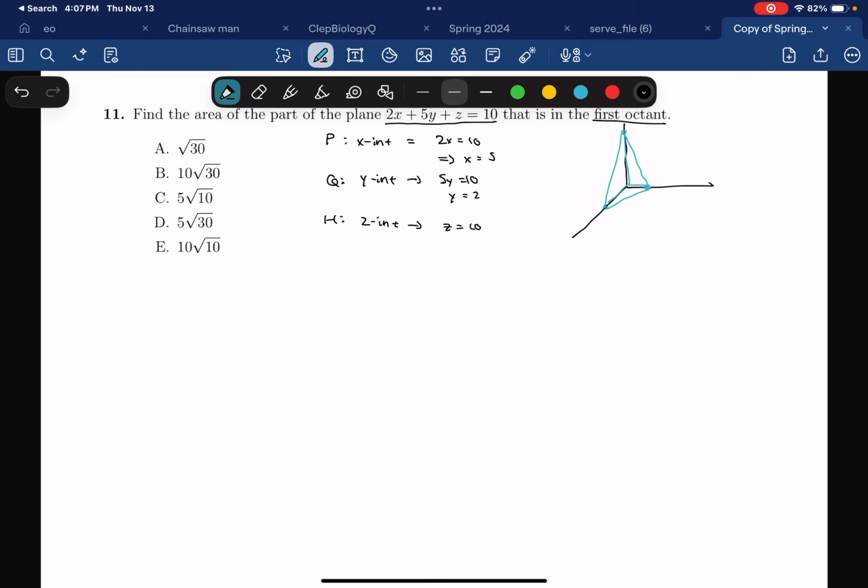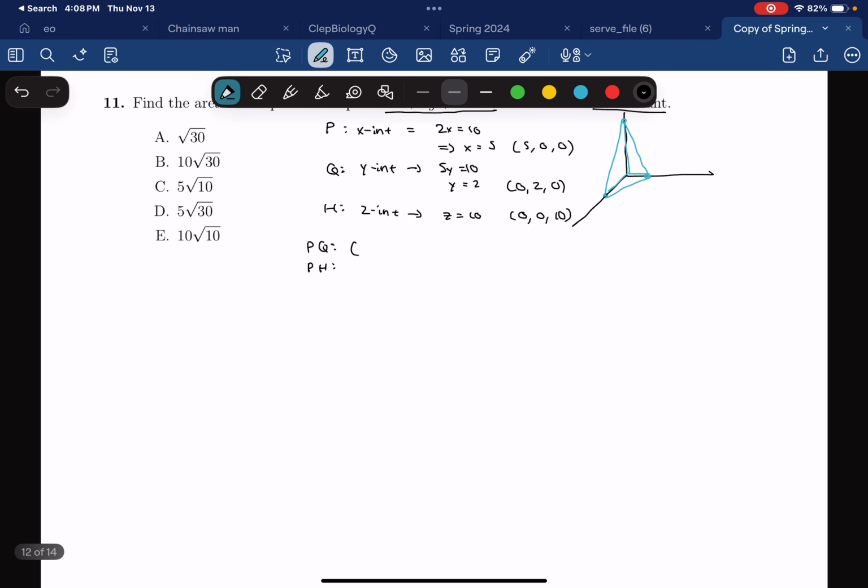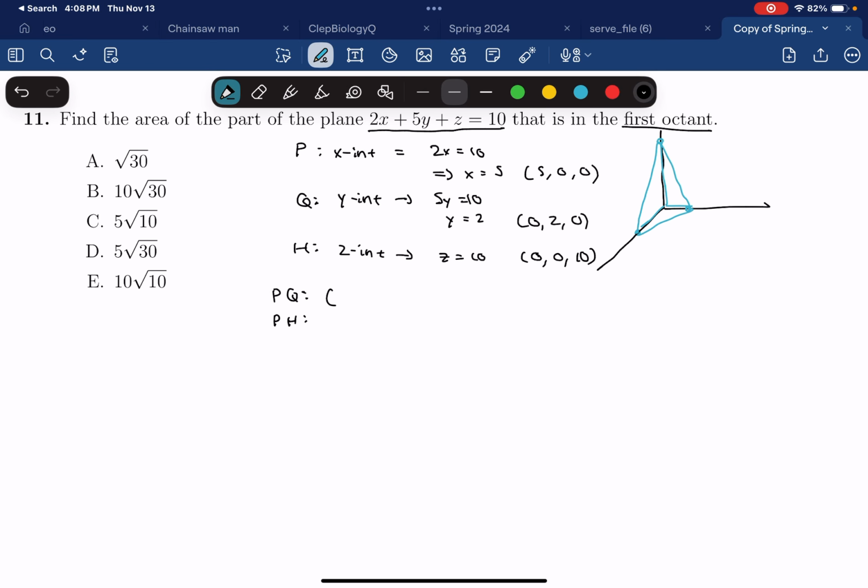We've got to find the vector PQ and the vector PH. I know, it's very weird. Since we know that this will be point (5, 0, 0), this will be point (0, 2, 0), and then this will be the point (0, 0, 10). For PQ, you just do the second point minus the first point. So you get 0 minus 5, which is -5, 2 minus 0, which is 2, 0 minus 0 is just 0. These should be vectors.